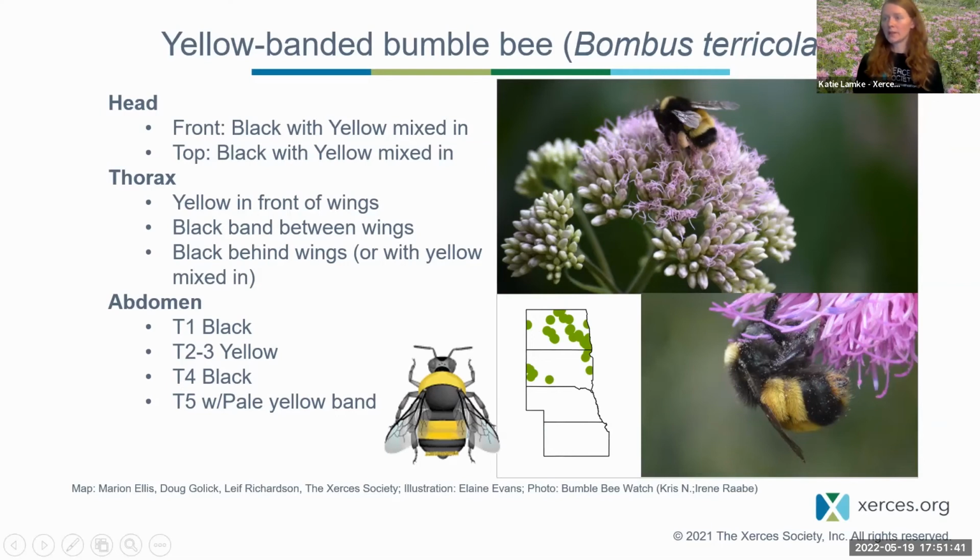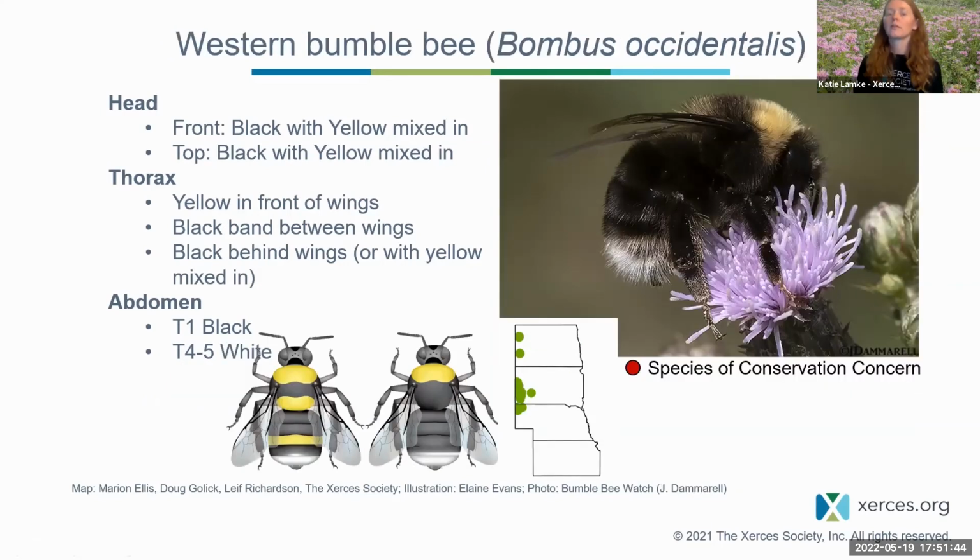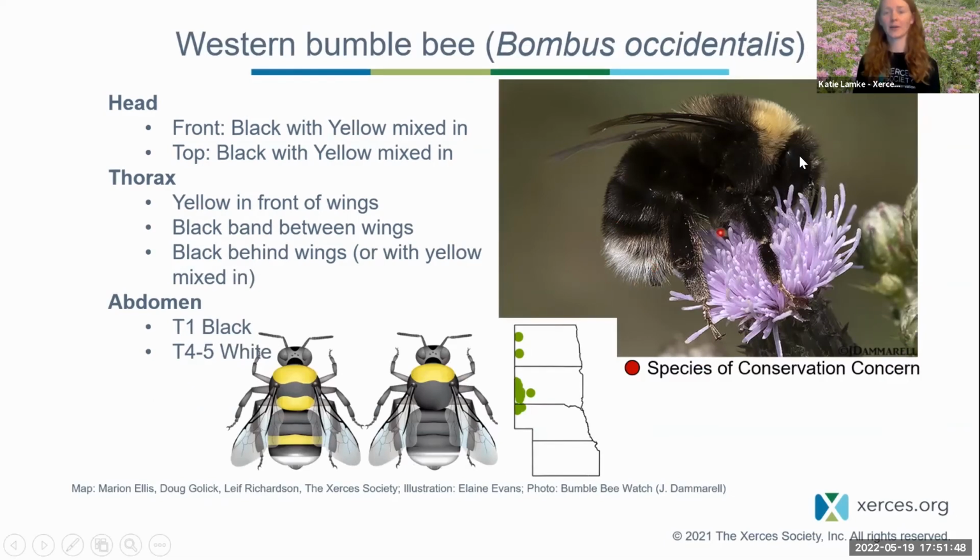A similar species to that one is the western bumblebee that also has a tail to it, if you will. It's got black hairs with some yellow mixed in on the front of its face and the top of its head. It will have yellow hairs in the front of the wings, black band, and then black, or it'll be cloudy with some yellow mixed in. The majority of the abdomen will be black with a white tail, so there is potential that there could be some yellow here.